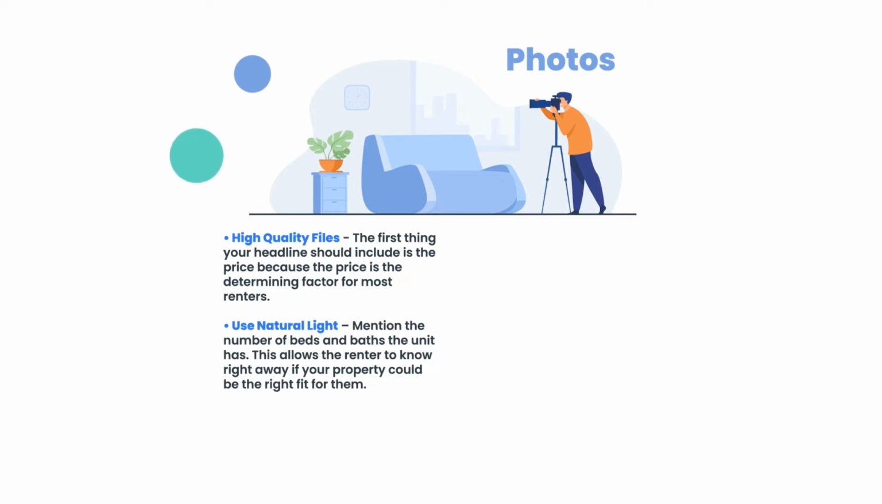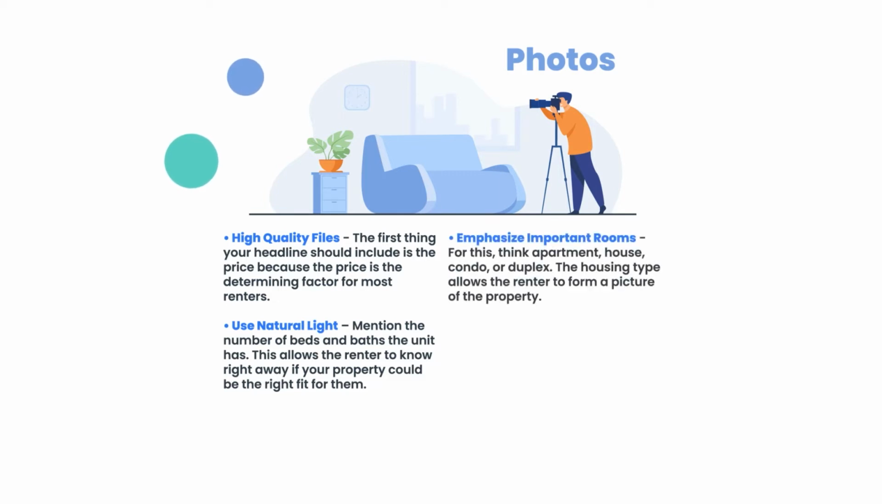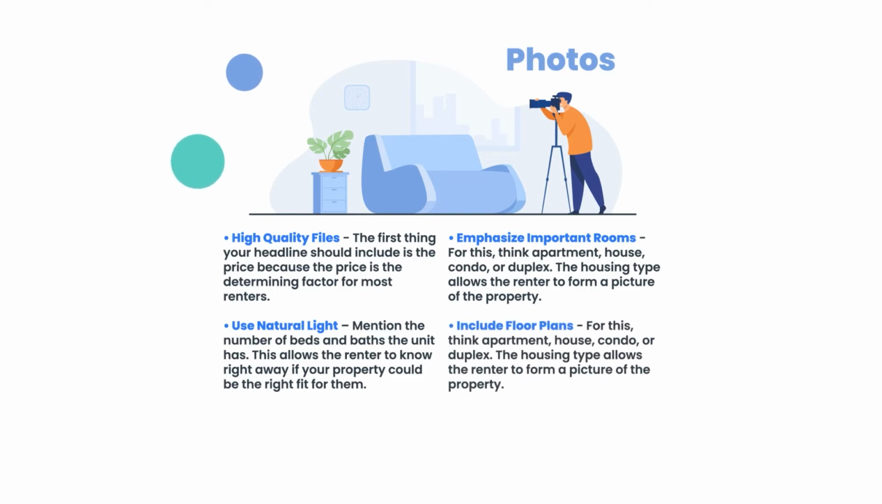Emphasize important rooms. There are often limits on how many photos you can include in a listing, so be sure to highlight the important rooms like the bathroom, kitchen, living room, and bedroom. If you can include more photos, then move on to less important rooms. Include floor plans. In order for renters to create an informed opinion of your rental property, it's good to include floor plans in your listings. This extra step goes a long way in winning over renters.